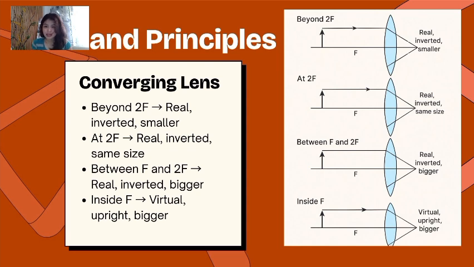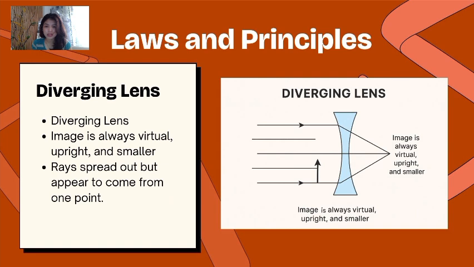Now, lastly, the diverging or concave lens. It's simpler. No matter where the object is placed, the image is always virtual, upright, and smaller. This happens because the rays spread out but they look like they're coming from one point behind the lens. So concave lenses always form smaller and virtual images.